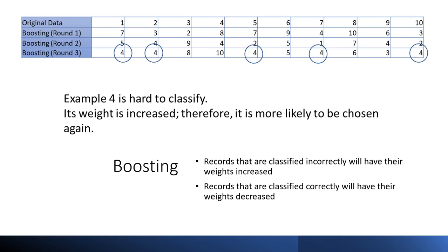So if we were to look at this example here, we have our original round data. We keep trying to predict it, and we see here that example 4 was really hard to classify, and its weight just ended up getting increased, resulting in it being more likely to be chosen by the time we got to round 3.